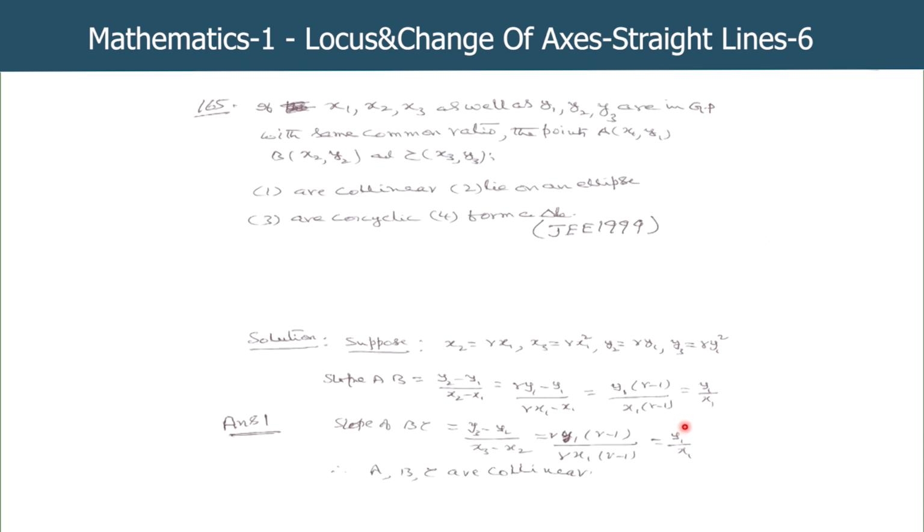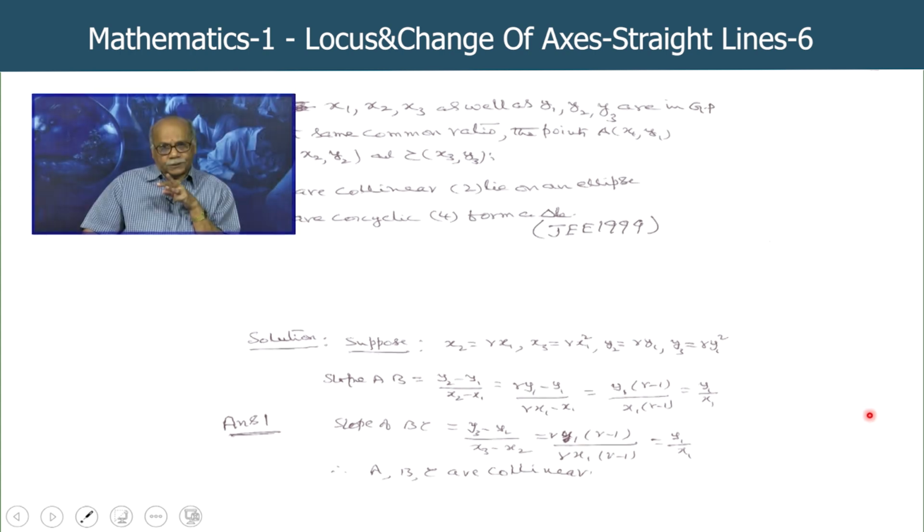So, which is nothing but y1 by x1. So, slope of AB is equal to slope of BC. So, therefore, the points A, B, C are collinear. You can remember that this is a standard result: if the x coordinates and y coordinates of 3 points are in GP with the same common ratio, then those 3 points are always collinear.